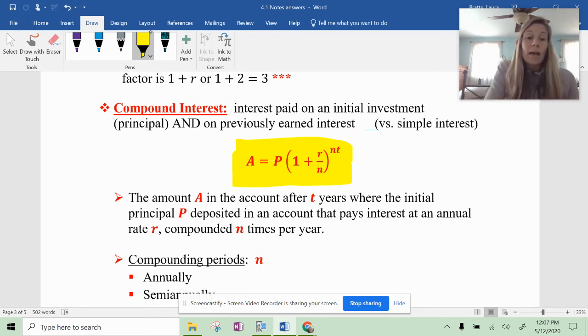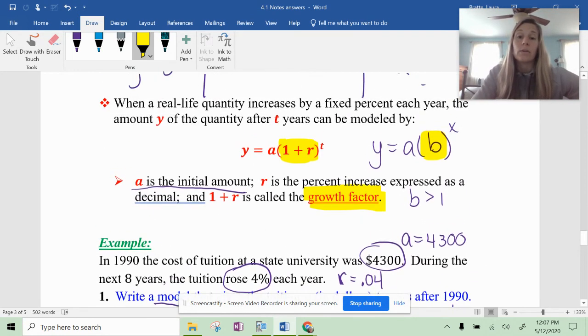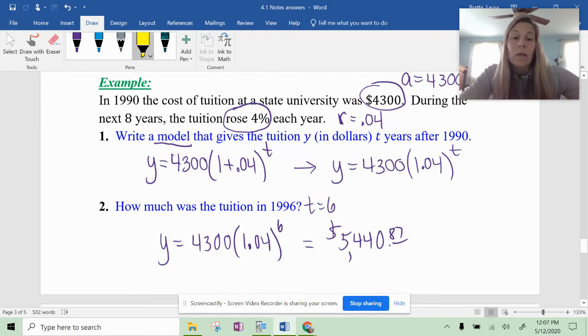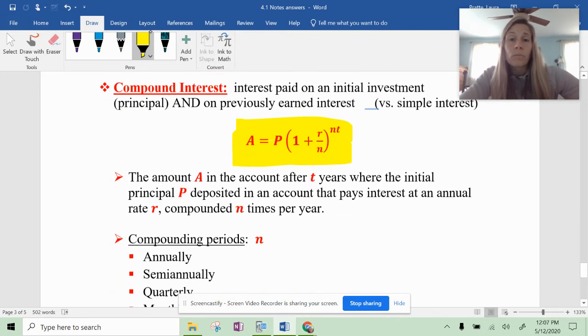The N is going to be how often it's compounded. So the basic formula that we already did had to do with things happening yearly. So that basic formula on the previous page, this one here, the A times 1 plus R raised to T, that's when things are happening on an annual basis. Now, compound interest, sometimes your interest is applied quarterly or monthly or daily, like credit cards and different things. They do it all different ways. So you have to consider that.